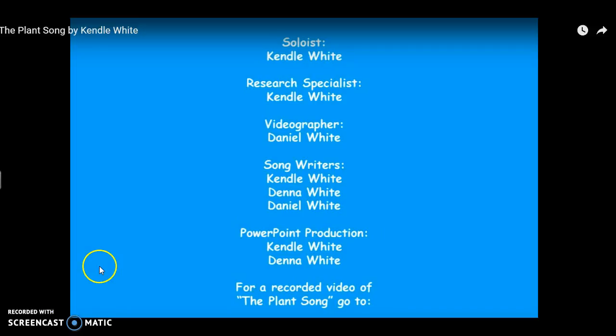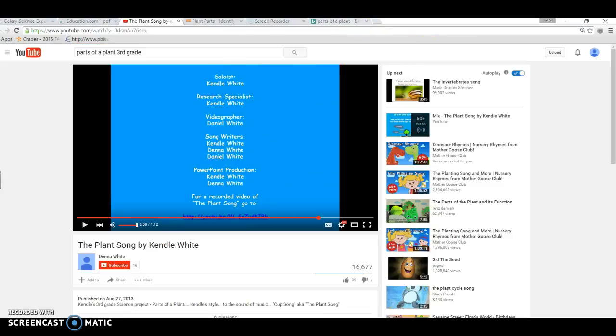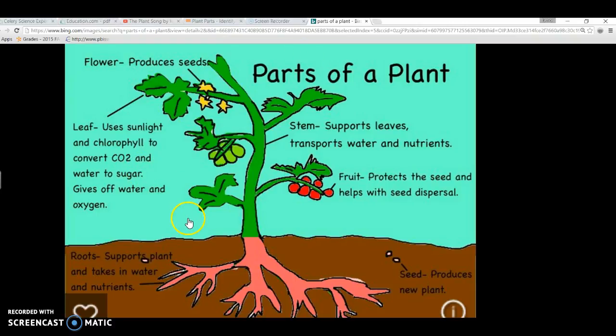Okay, so that song showed you 4 different parts of a plant. This diagram that I'm about to show you has 6 different types. So this one has 2 more types of plants than the last one did.